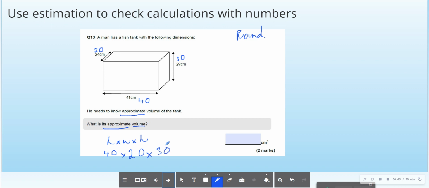Okay, pop that all into your calculator, or even without a calculator, you might be able to do this one. So 40 times 20 times 30, and that gives us 24000. Okay, so if you were doing it without a calculator, 2 times 4 is 8, 8 times 3 is 24, and each of these has a 0 on it, so add 3 zeros at the end. So 24,000.